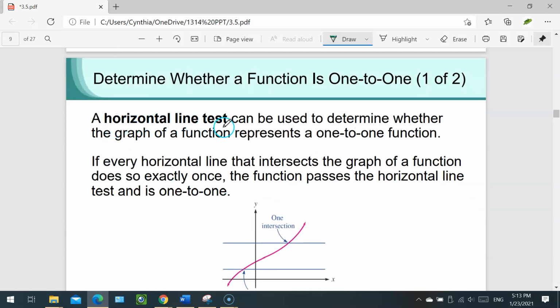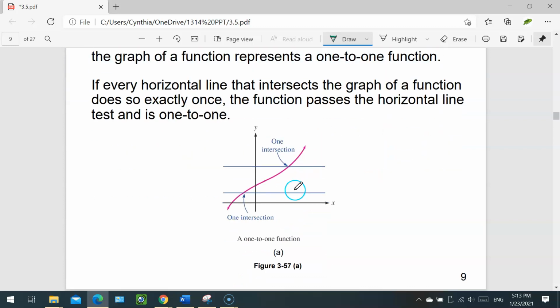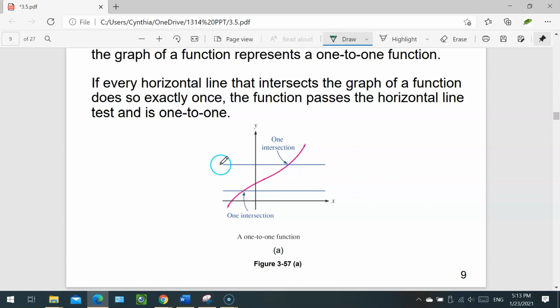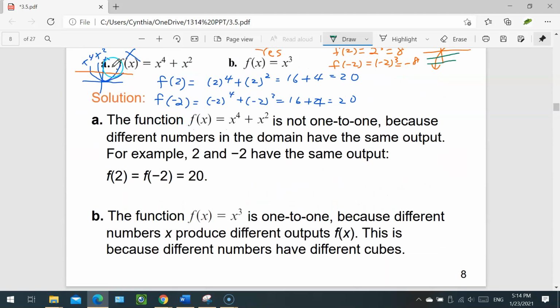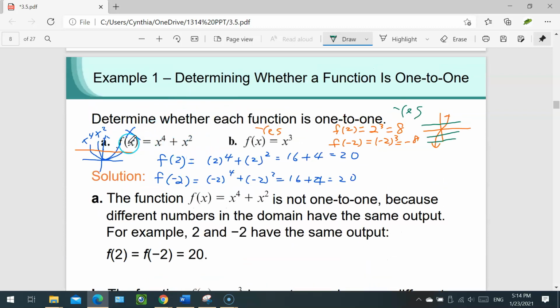A horizontal line test can be used to determine whether the graph of a function represents a one-to-one function. So when the question gives you the graph, you simply draw the horizontal line passing through the graph. When the line only passes through the graph one point at a time, you can say that is a one-to-one. When the question gives you the function equation, you can pick a positive value and also pick the negative value with the same number, and pick a small number. Plug into the function and see whether you can get the same result for both.